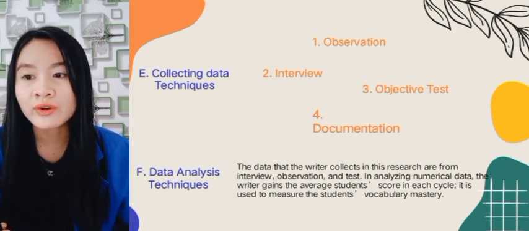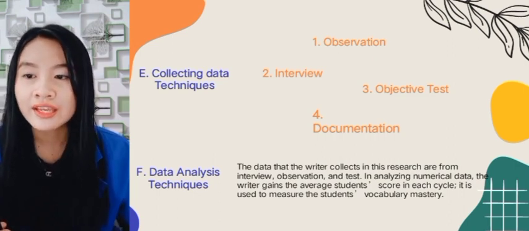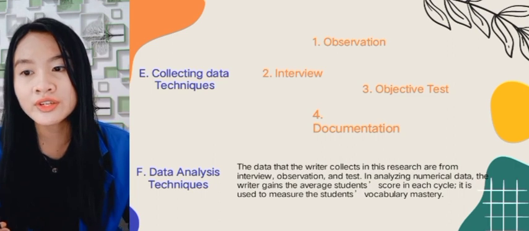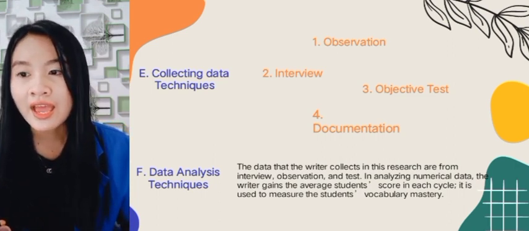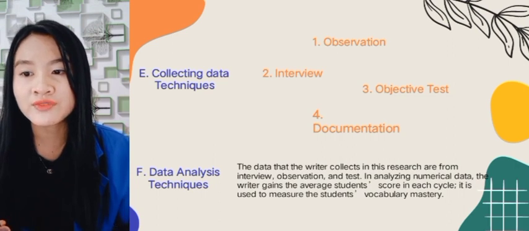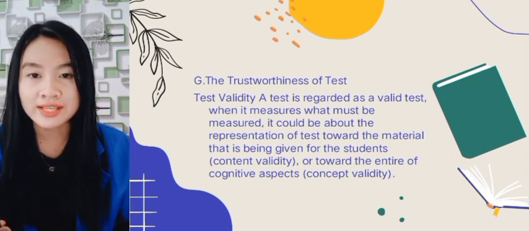The data that the writer collected in this research are from interview, observation, and tests. In analyzing numerical data, the writer gains the average student score in each cycle. It is used to measure the students' vocabulary mastery, and then uses the formula. And the next, G, the trustworthiness of tests.